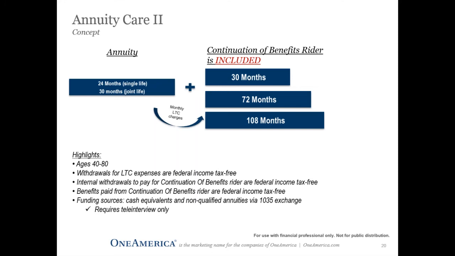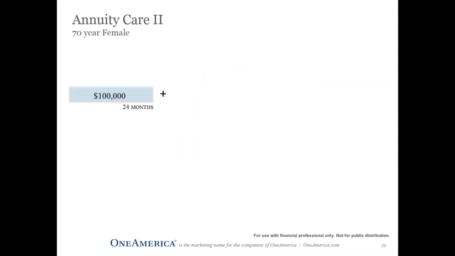She's got cash laying at the bank that's earning probably nothing, and she's going to reallocate $100,000 into this Annuity Care 2 strategy. So she drops in $100,000. We've got a total of $250,000, 2.5 times her deposit. Or we could choose a rider that gives us $400,000, which is 4 times. Or we could take the big rider, which gives us $550,000 for LTC.